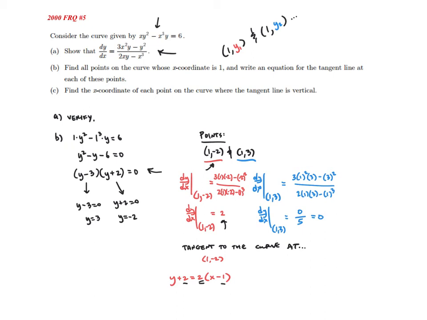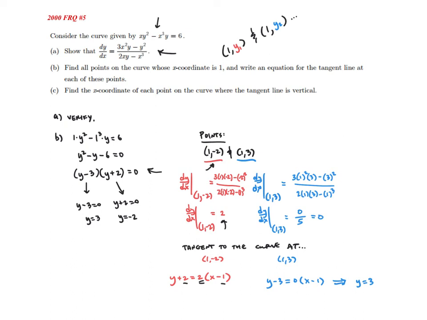Okay, the tangent to the curve at (1, 3) is going to be relatively simple. That'll be y minus 3 equals 0 times x minus 1. Now that can simplify to y equals 3, just a horizontal line. So those are our two tangent lines to the points on the curve where x equals 1.